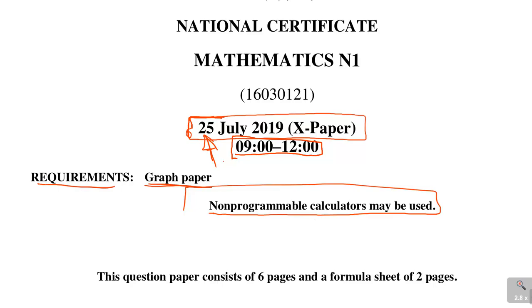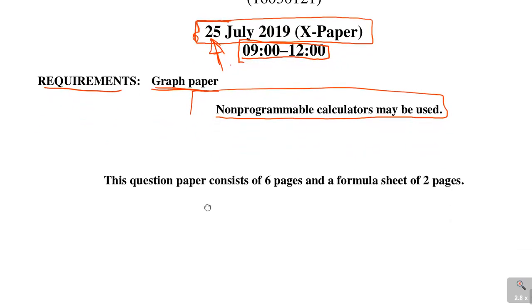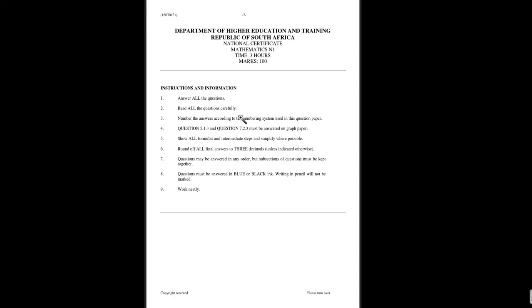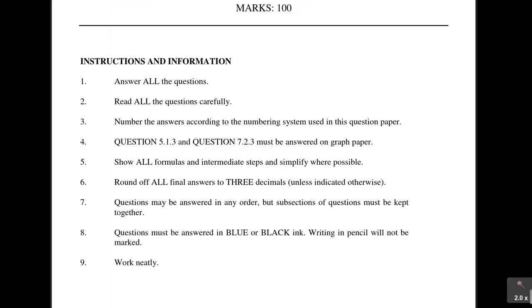Then when you continue with this paper, it says it consists of 6 pages and 2 formula sheets. So don't forget, there are formulas in your Mathematics N1, so you must utilize those formulas so that you don't get the formulas wrong. Let us look at a few instructions that are more important for your paper.